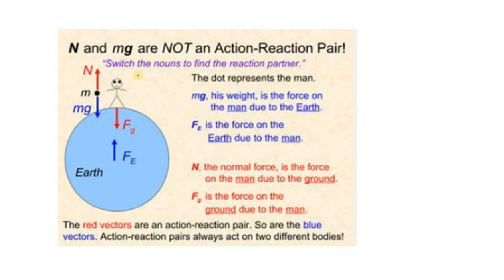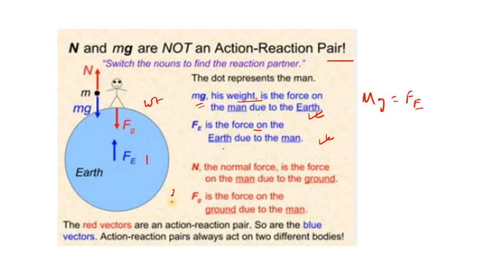So this is a kind of diagram. Again explaining the same thing: normal reaction N and mg are not a reaction pair. This is a person on whom the weight acts, which is the force pulled by the earth. So what is mg? Whenever you write mg, weight, it is the force on the man due to the earth. Now, what is against it? There is Fe, the force on the earth due to the man. So mg is equal to Fe. This is an action reaction pair.